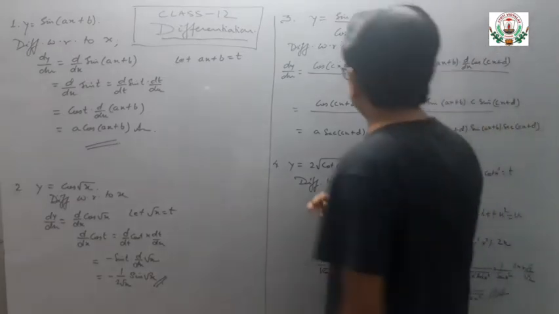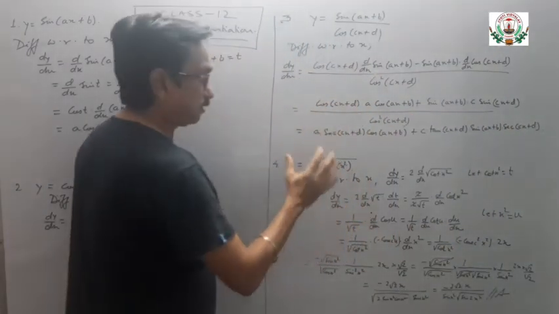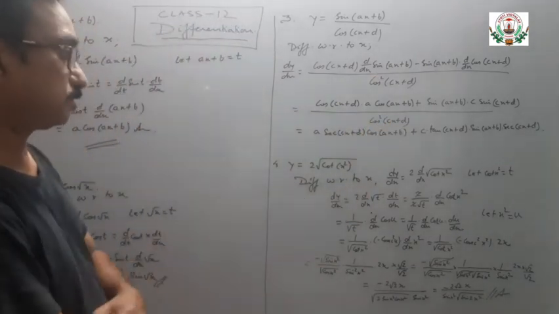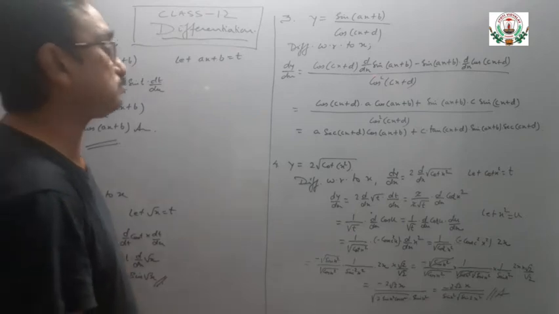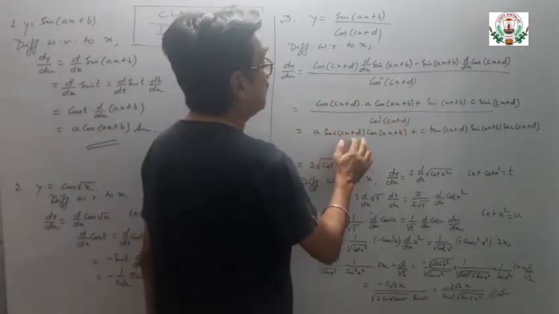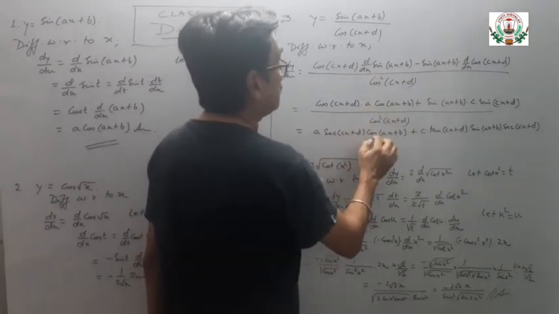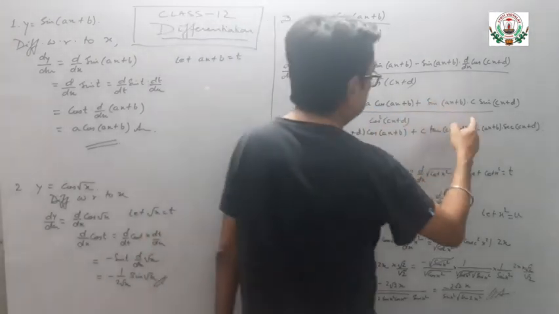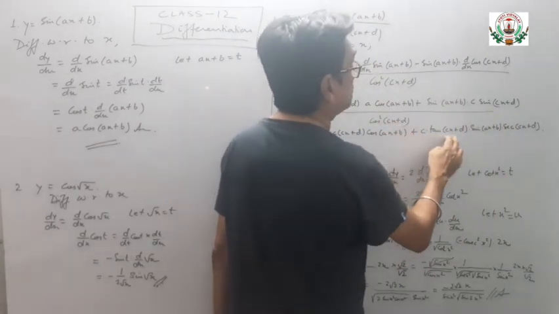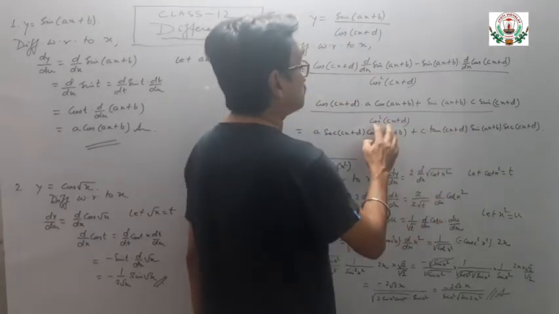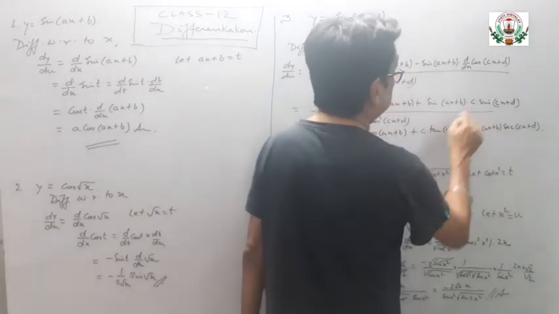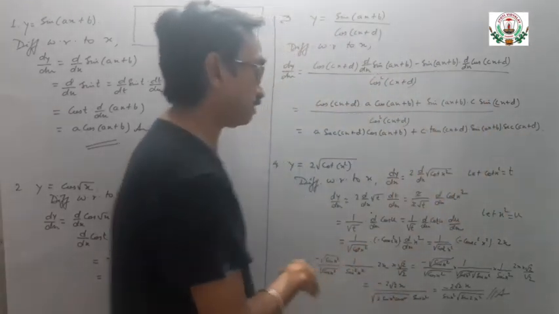Now if we separate it out, one cos(cx + d) will cancel out with the denominator, and one cos(cx + d) is left in the denominator. So 1 upon cos(cx + d) will become sec(cx + d), and the rest is a cos(ax + b). For the second one, if we divide sin(cx + d) upon cos(cx + d), we get tan(cx + d), and one cos(cx + d) is left in the denominator, which becomes sec(cx + d), and c into sin(ax + b) in the numerator as it is.